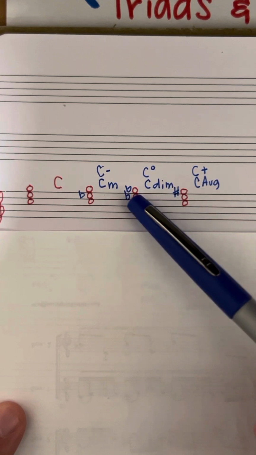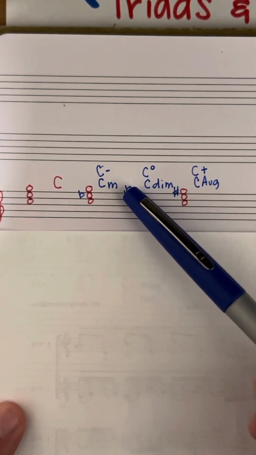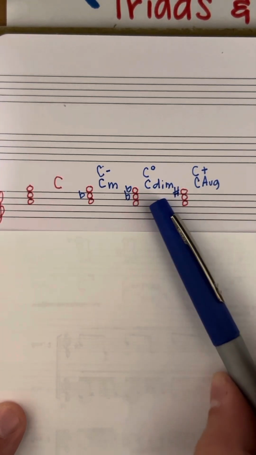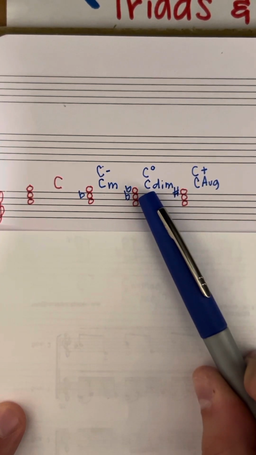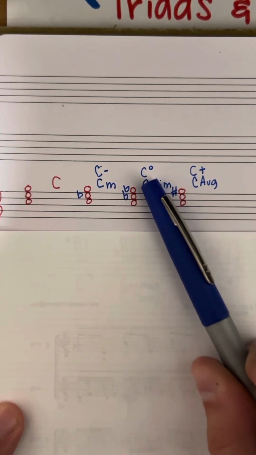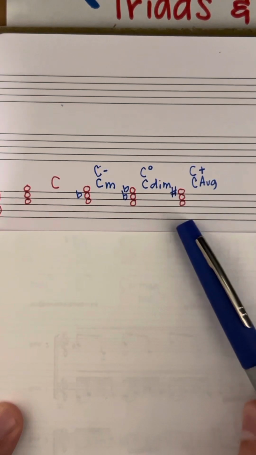Now, if we keep that third flat, and we flat the 5 as well, this becomes a diminished chord. That can be written as either C dim or C with the little circle.